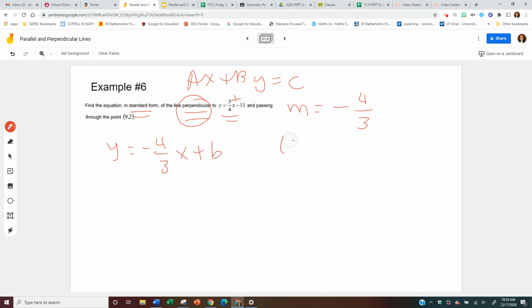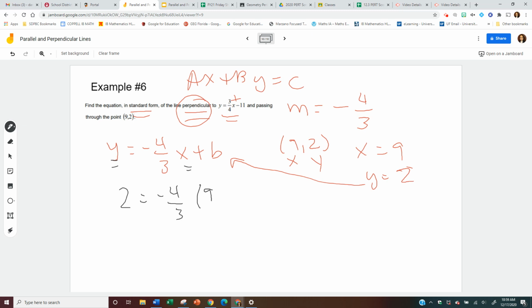You were given a point. You were given 9, 2. 9 is an x coordinate. 2 is a y coordinate. So that means that you know that x is equal to 9 when y is equal to positive 2, my bad, and I'm going to substitute those values into this equation right over here, wherever I see a y and wherever I see an x. So y is 2, negative 4/3, x is 9, plus b.